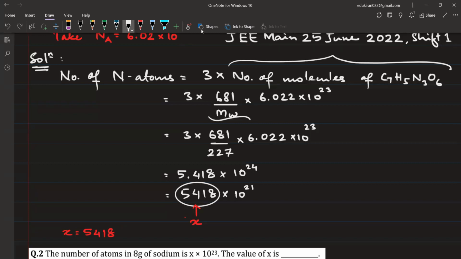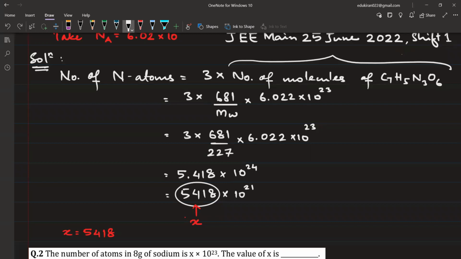Yes, sir. Okay. Now divide by molecular mass. Molecular mass is going to be 227. If you calculate this, 7 into 12 plus 5 into 1 plus 3 into 14 plus 6 into 16, you will get the molar mass as 227. Now when you calculate this, it is going to be equal to 5.418 into 10 to the power 24.